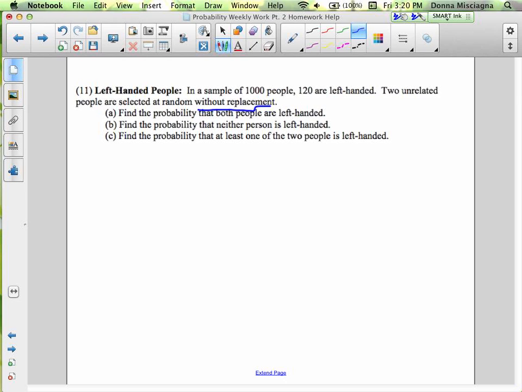All right, so just a little reminder. If there's more than one event, right, you're picking more than one person, you got to multiply the 2 probabilities. All right, so A is the probability of left and the probability of left, given you already picked someone who's left-handed. So it's going to change the sample set. So you can just change the sample set rather than using the conditional probability formula.